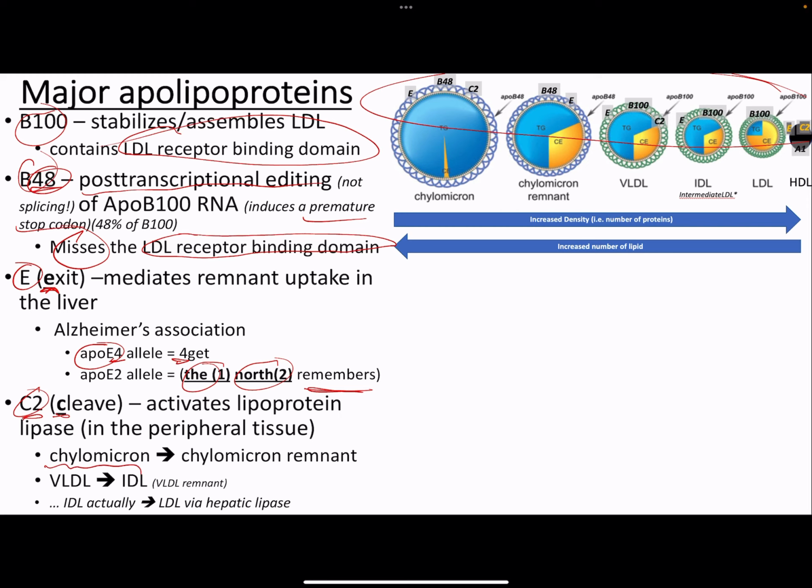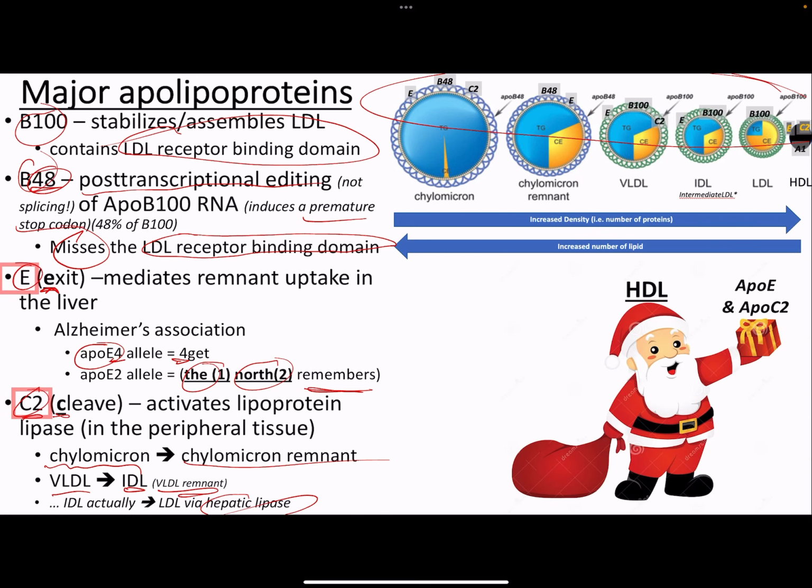And that means that a chylomicron will shed fats because they're being cleaved and become a chylomicron remnant. A VLDL will have its triglyceride cleaved, becoming an IDL, really just a VLDL remnant. And again, IDL is kind of tricky about how it becomes an LDL. It could actually be a hepatic lipase, which is sort of a different thing.